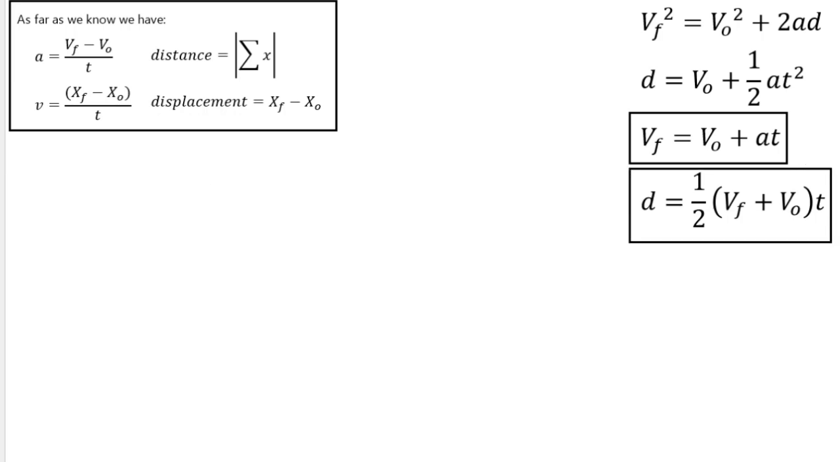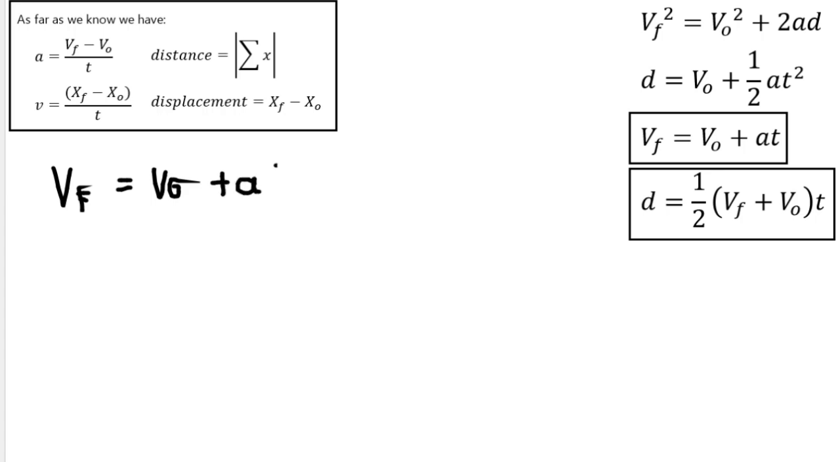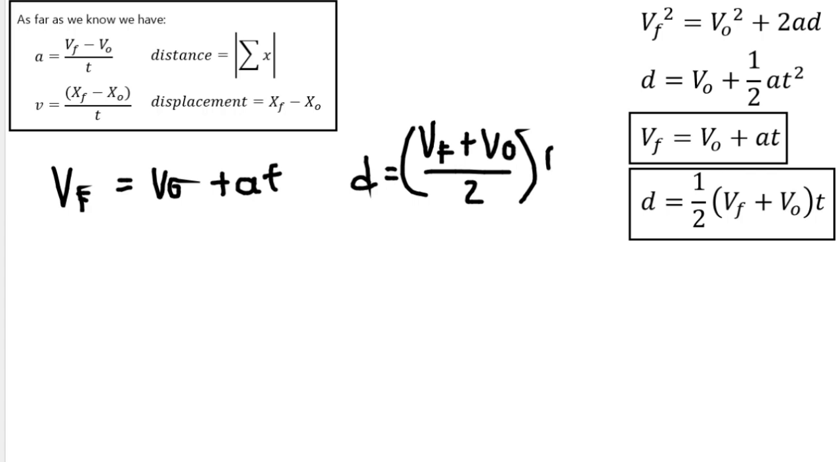So we already have that, we're just going to box it. Now let's try this one: V final squared is equal to V initial squared plus 2ad. So how do we derive it? We can derive it from the equations that we have derived earlier. V final is equal to V initial plus acceleration times time, and we also have the distance equals the average velocity multiplied by time.